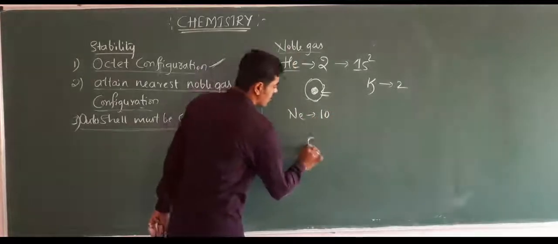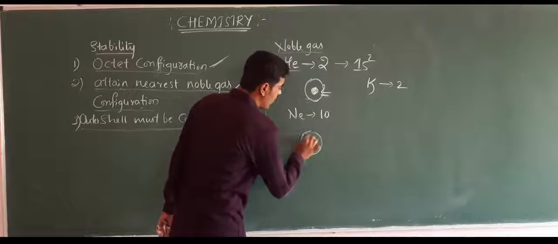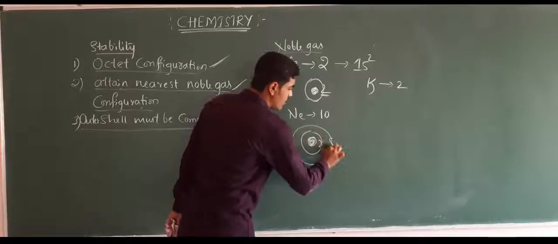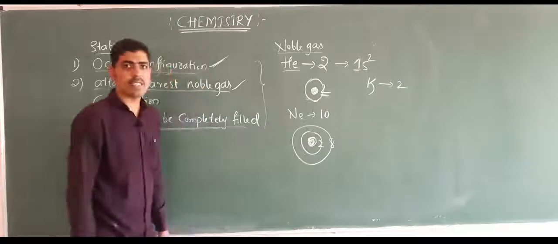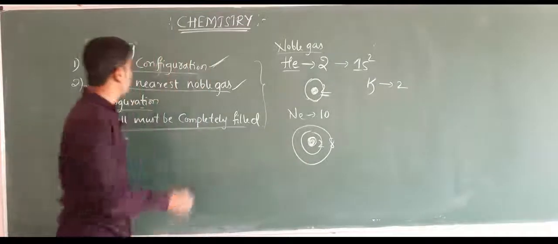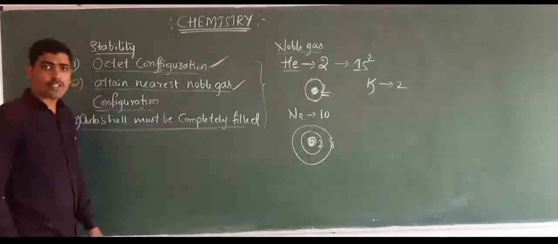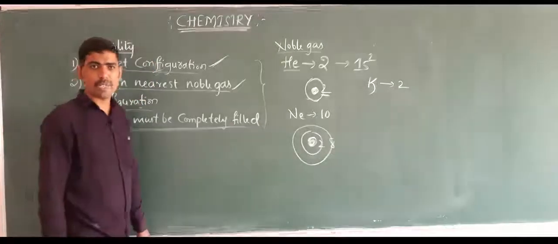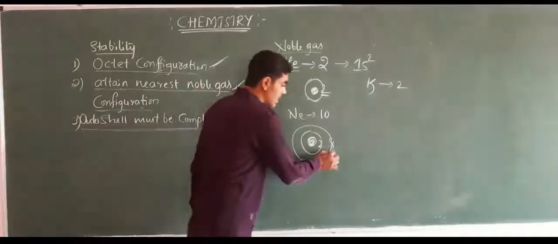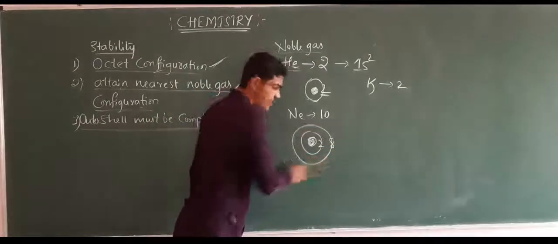How do you structurally represent this neon? First shell 2, second shell 8. Is it stable? Yes, because you can say it obeys octet configuration, or you can say the outermost shell must be completely filled. That is, the outermost shell is this one.